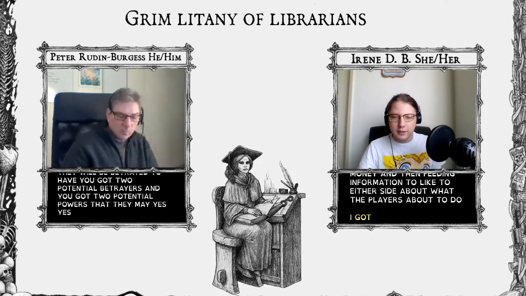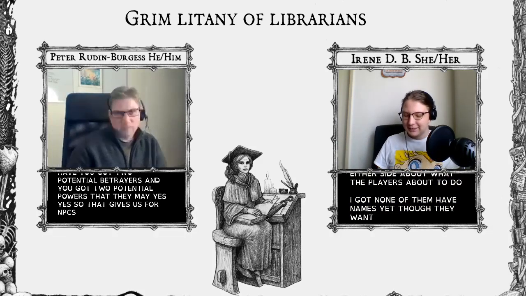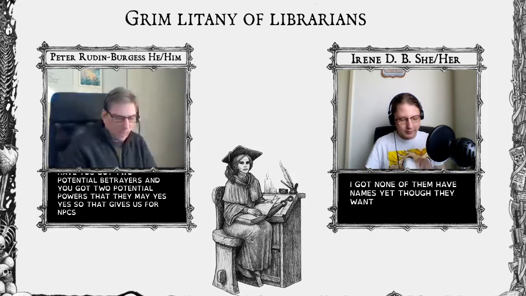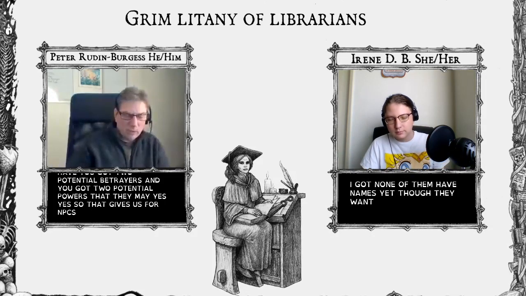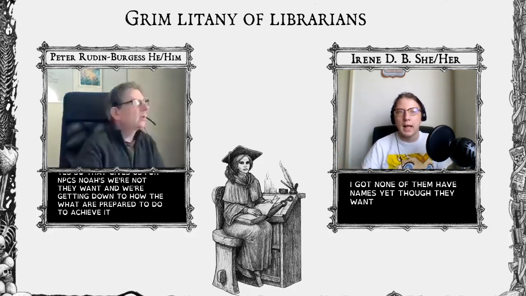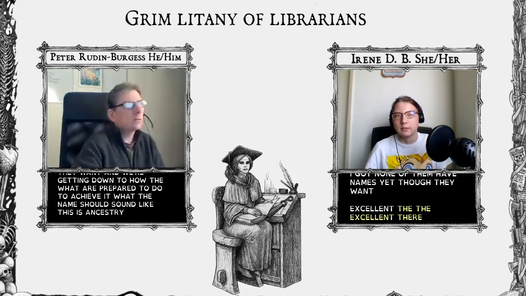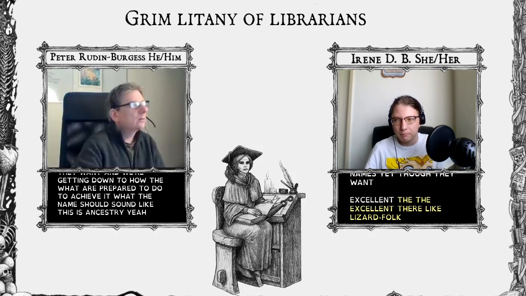None of them have names yet, though. We know what they want, and we're getting down to what they're prepared to do to achieve it. I'm not 100% familiar with this race, so I don't know what their name should sound like. This Atslin ancestry, they're like lizard folk. Yeah, I thought so.